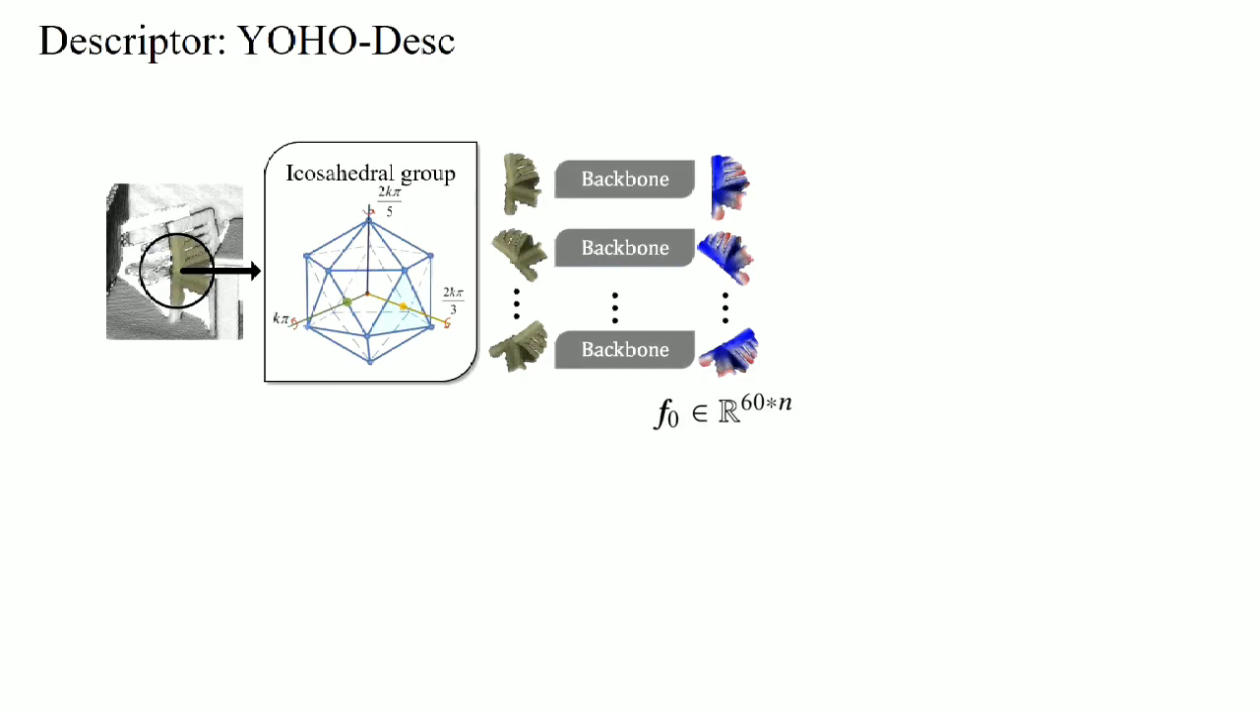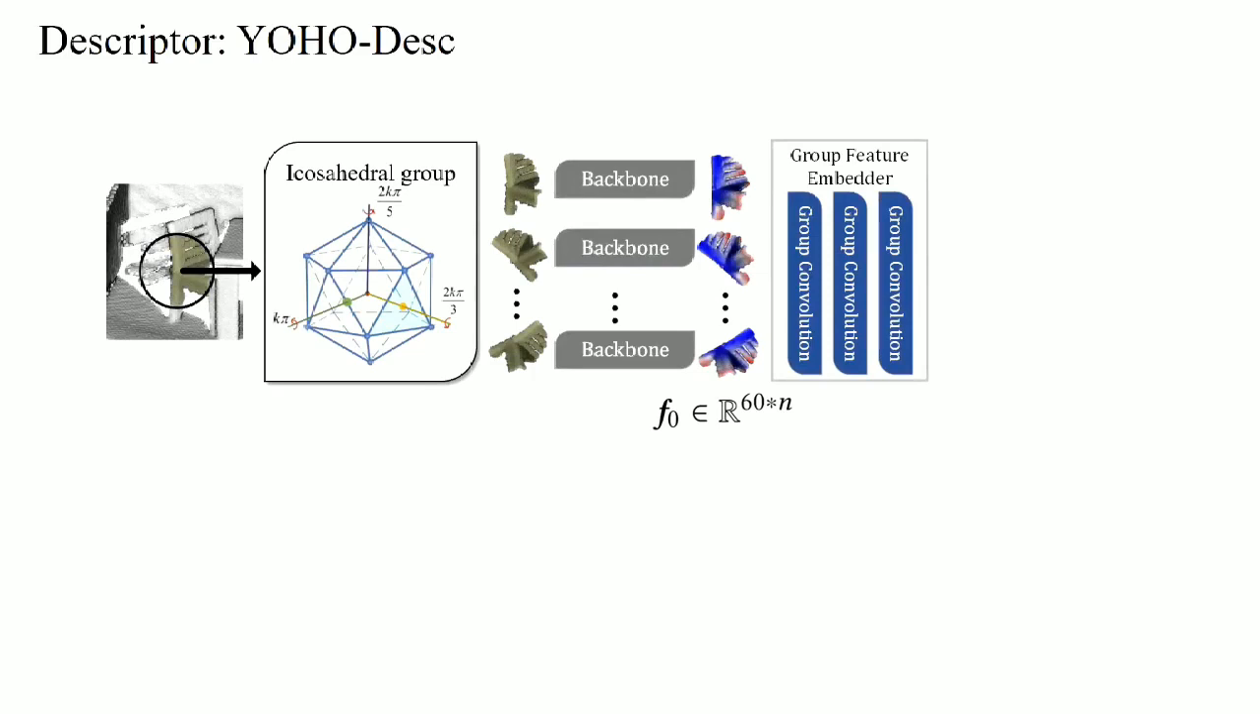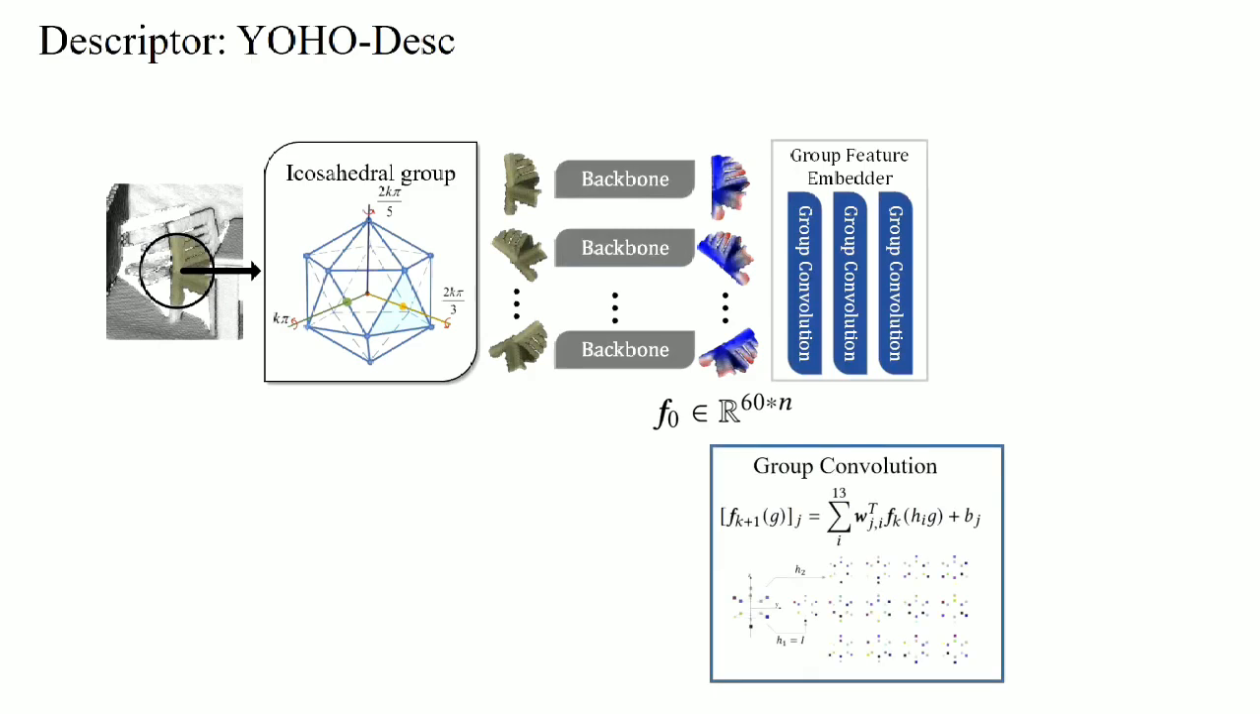Then we propose to strengthen the features by stacked group convolutions to identify the pattern defined on the group. The group convolution is conducted on the 13 group neighborhoods shown in the figure. The strengthened features are our YOHO descriptor, which is also a 60 times n matrix.